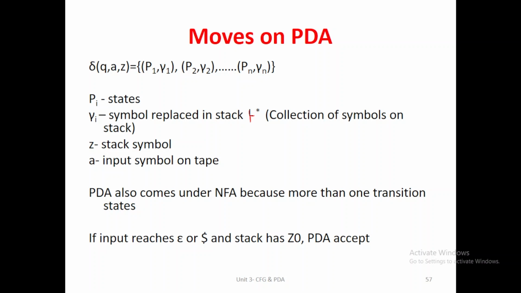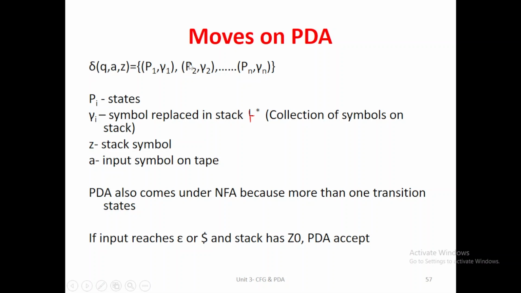Based upon these two symbols with the current state, the push-down automata will either go to a new state or stay in the same state. This will be repeated until all the input symbols on the input tape are read by the finite state control. So this is namely the moves of a PDA, and it is written with the transition function.